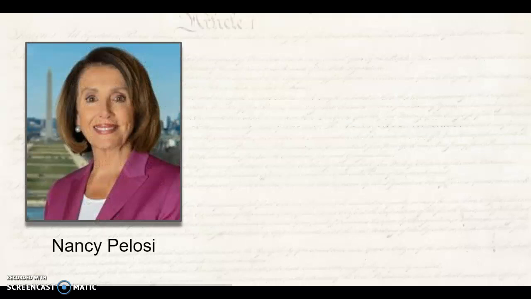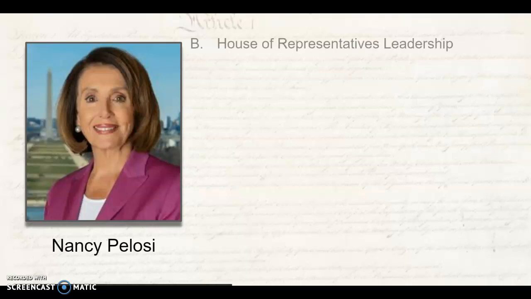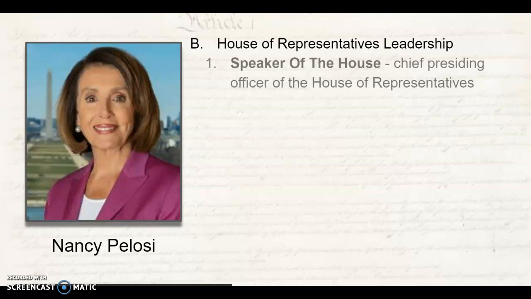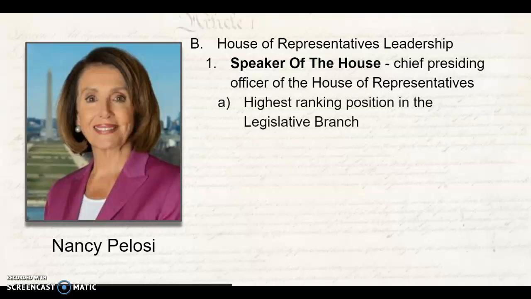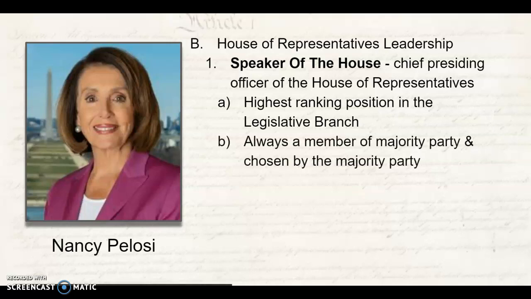Nancy Pelosi. She should look familiar to you. She is the leader of the House of Representatives. She is the Speaker of the House. She is the Chief Presiding Officer of the House of Representatives. That is the highest ranking position in the legislative branch. It always is a member of the majority party and is chosen by the majority party. So her party chooses her. In this case, she is a Democrat.